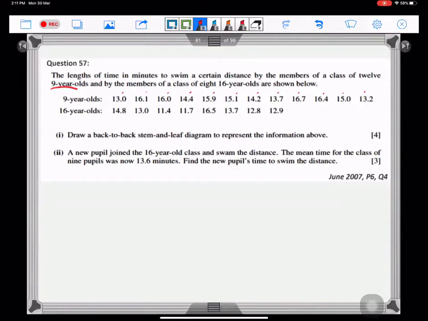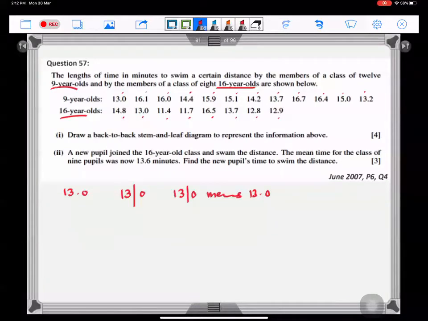And then it's about 16 years old, that's this line, and there are 8 of them, 1, 2, 3, 4, 5, 6, 7, 8. Now, of course, the ascending order part, that's not a study. People find it difficult to think about the key. For example, if I focus on the value 13.0, I'll write this as 13 and a 0, and the key would be 13/0 means 13.0. So basically that bar is replaced by a decimal point.